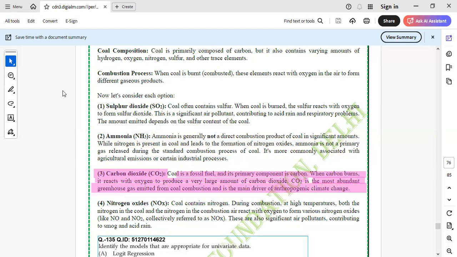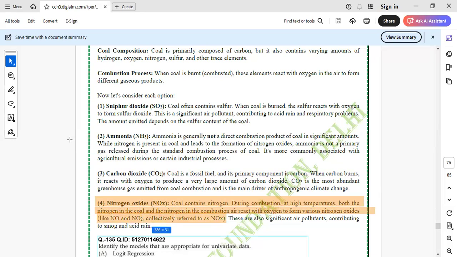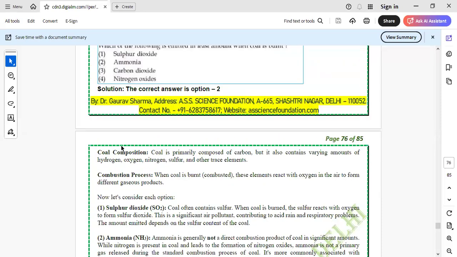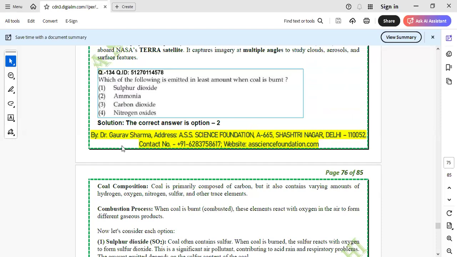And the last option, but not the least, is NOx. Coal contains nitrogen, and during combustion at high temperature, both the nitrogen in the coal and the nitrogen in the combustion air react with oxygen to form NOx, like NO and NO2, collectively called NOx. These are also significant air pollutants contributing to photochemical smog and acid rain in the form of HNO3. So that's why for 134 we have chosen ammonia, because ammonia is nowhere in the picture. Is that clear to each and every one?